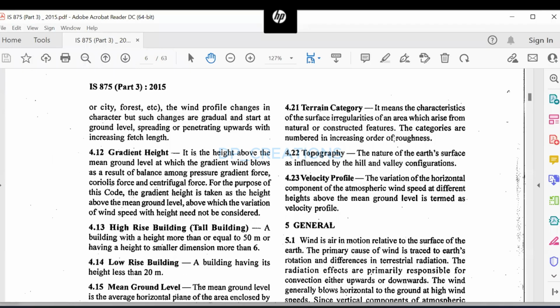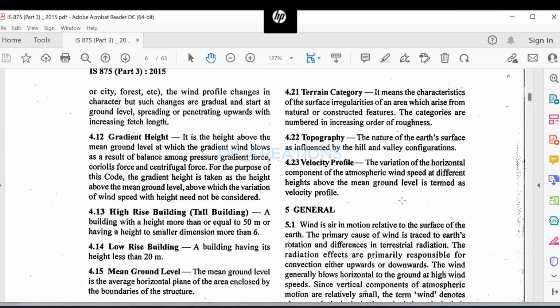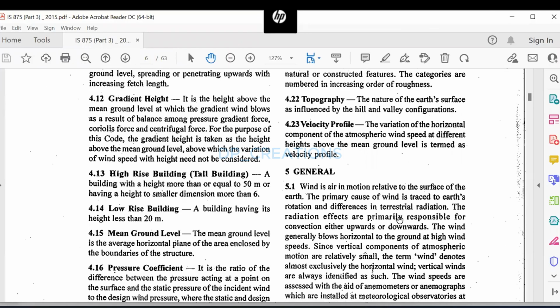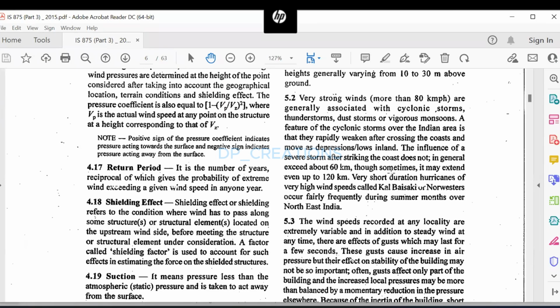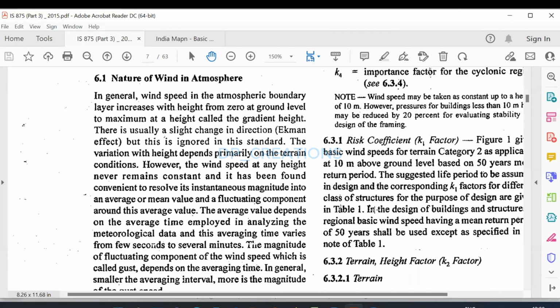Then terrain category. It means the characteristics of the terrain surface irregularities of an area which arise from natural or constructed features. The categories are given in detail later on. Topography is the nature of the earth's surface as influenced by the hill and valley configurations. Then velocity profile: the variation of the horizontal component of atmospheric wind speed at different heights above the mean ground level is termed as velocity profile. So these are the nature of wind in the atmosphere.